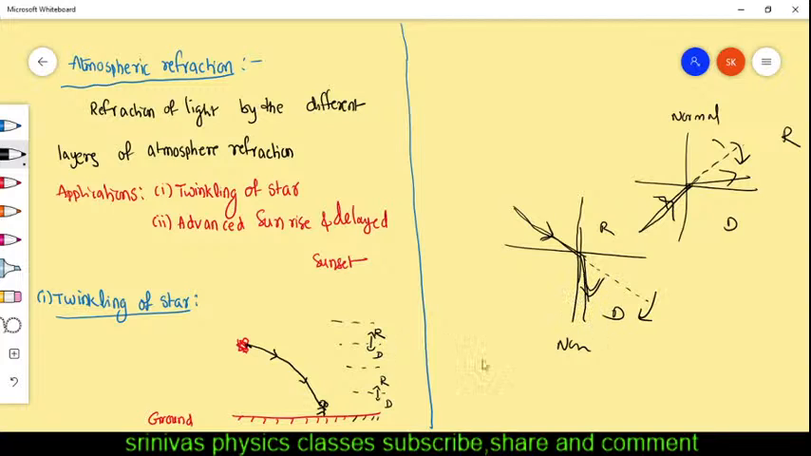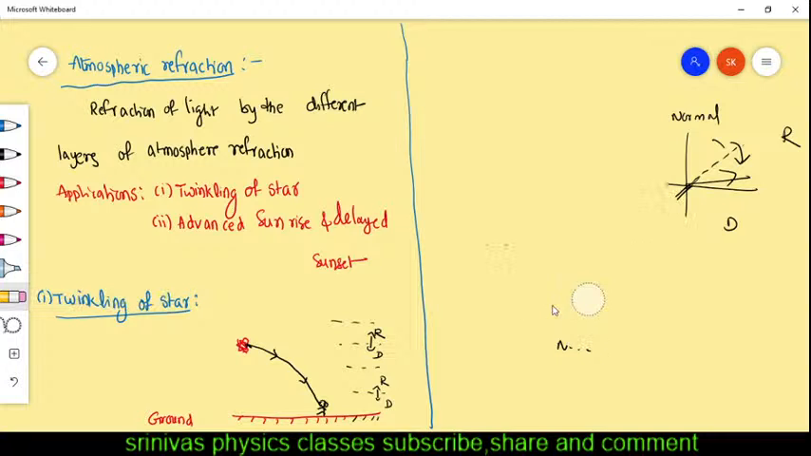That means when the light ray moves from rarer to denser medium, it will bend towards the normal. When the light ray moves from denser to rarer medium, it will bend away from the normal, right? Okay, now I will continue.